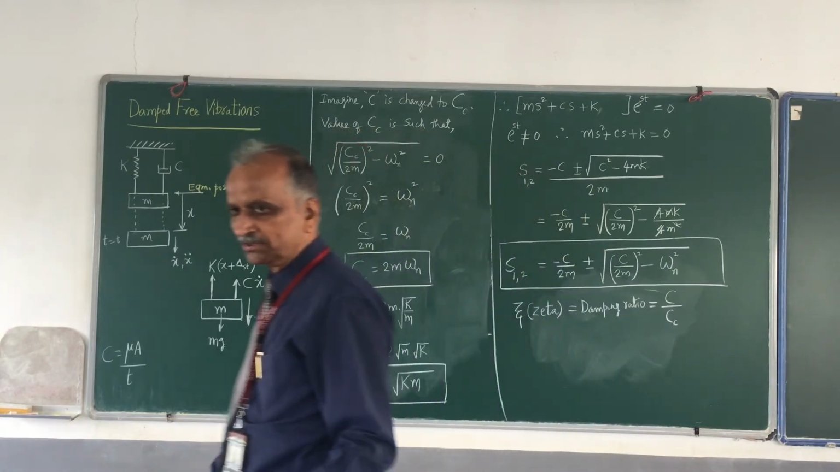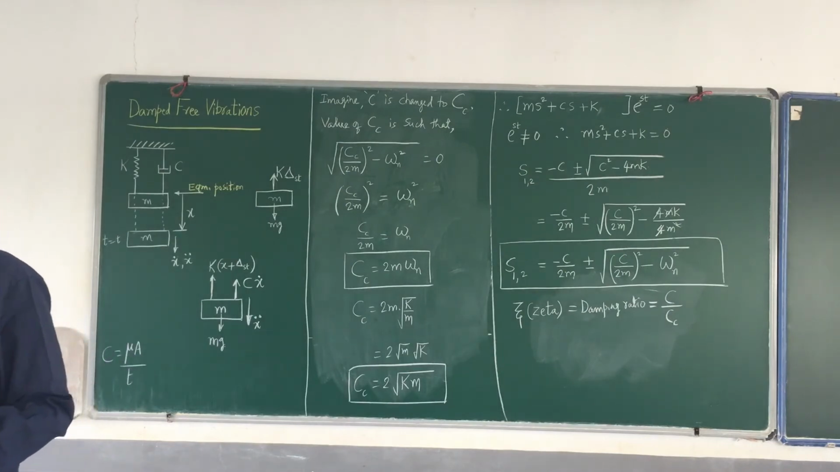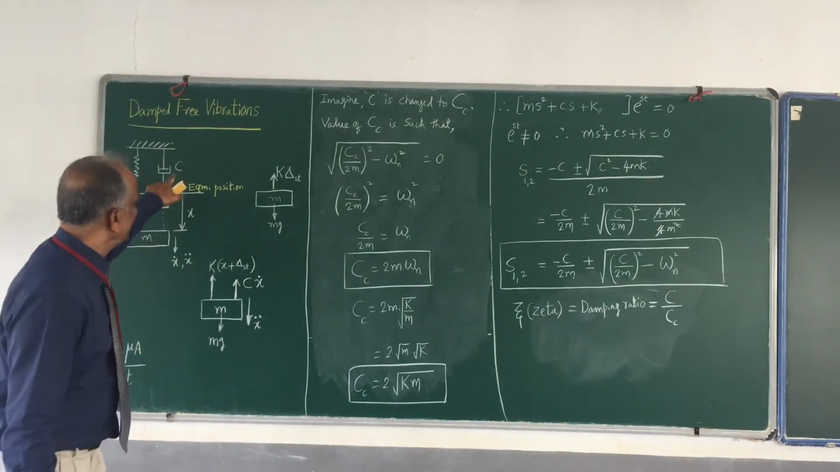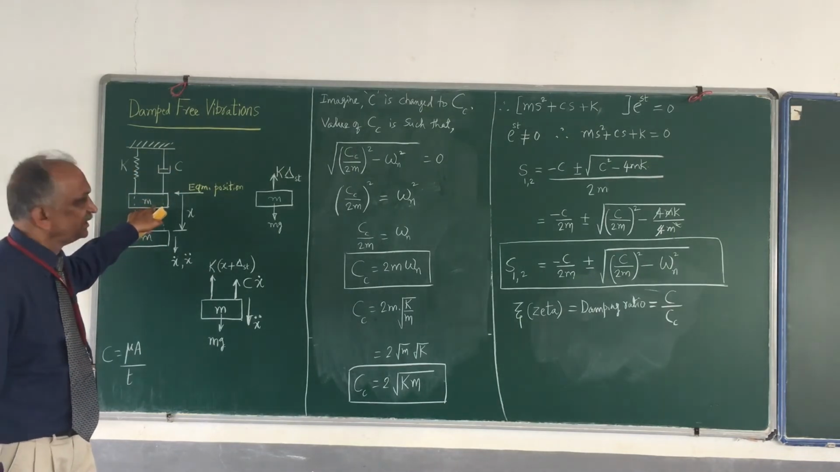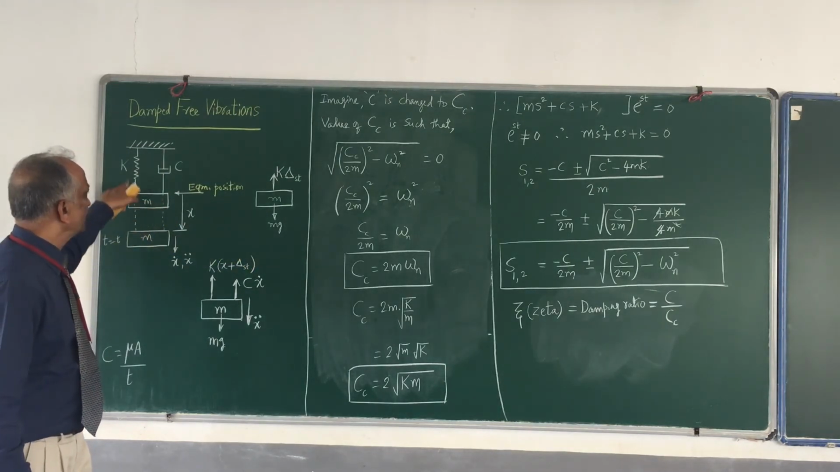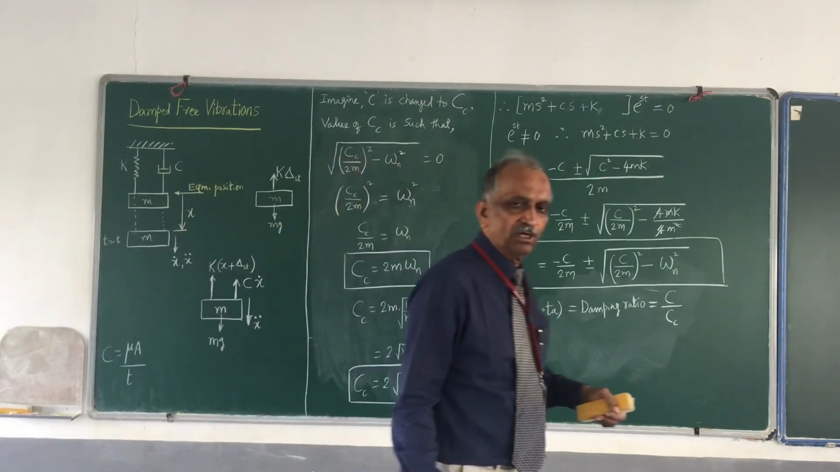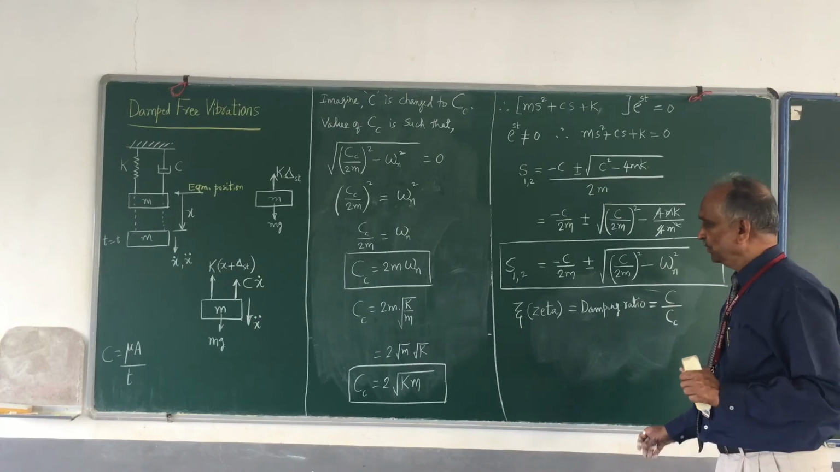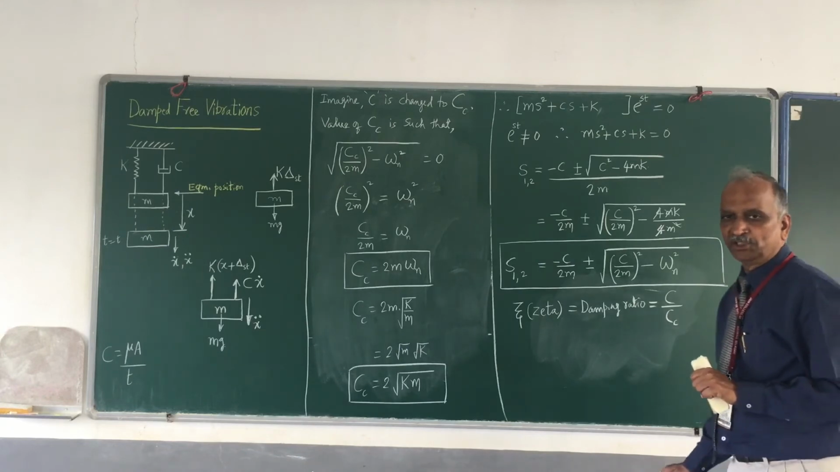The damping ratio of a system is the ratio of the actual damping coefficient to its critical damping coefficient. This C is called the actual damping coefficient, and for this system I can also find out Cc. Cc is 2m omega n, or 2 into square root of k into m. So I can easily find the value of Cc, then find the ratio of C upon Cc. That value is called the damping ratio, and it is denoted by zeta.